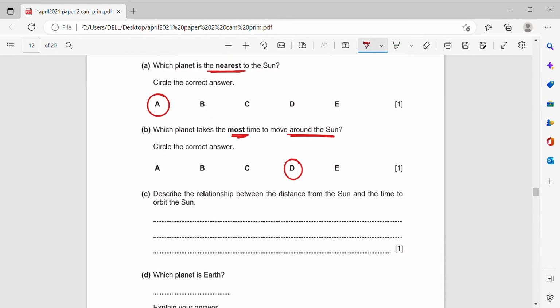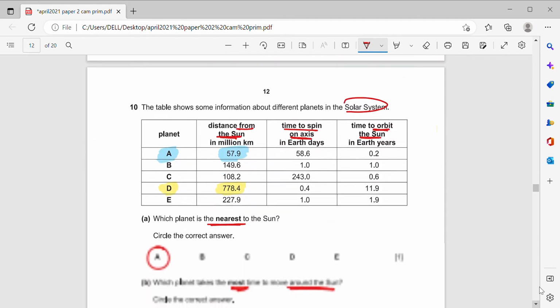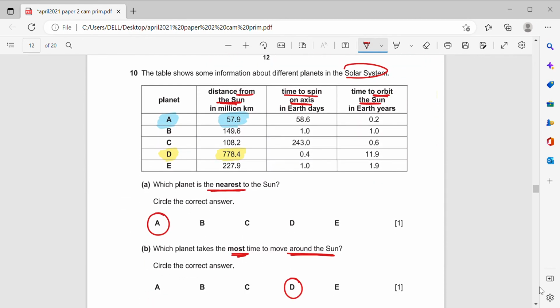Question C. Describe the relationship between the distance from the sun and the time to orbit the sun. Okay, what is the relationship between the distance from the sun and the time to orbit the sun? Here the distance and the time to orbit the sun. What is the relationship between these values and these values? Let's look at the values.